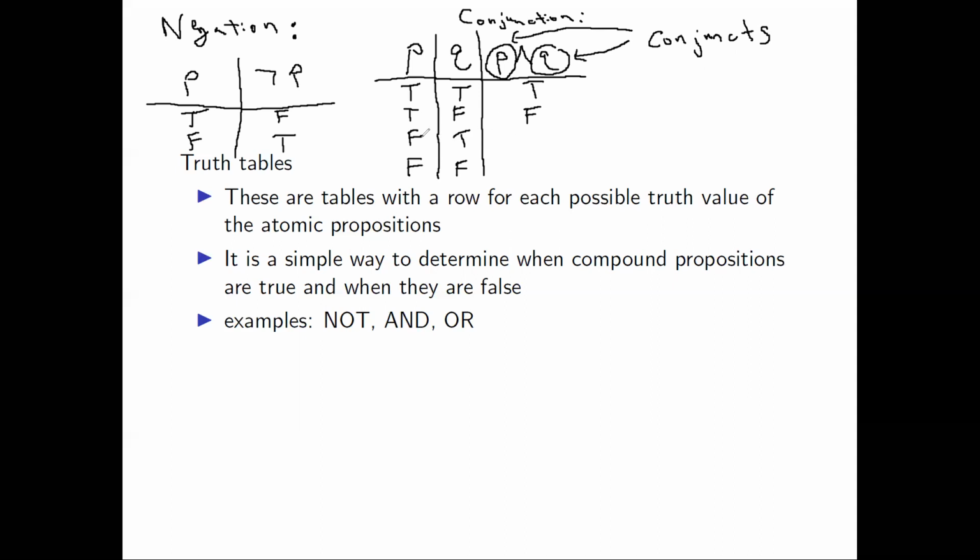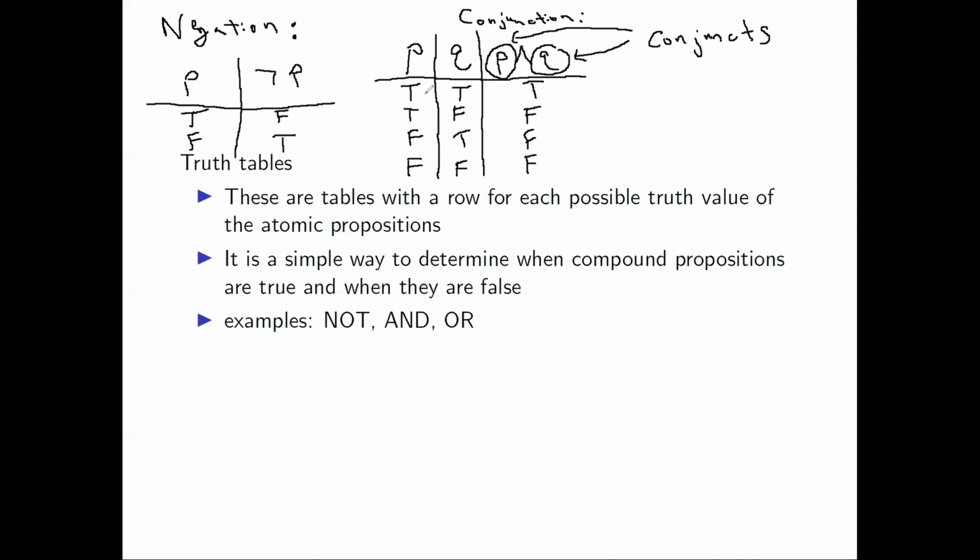So if we have P false here and Q true, we can evaluate the truth value of the conjunction P and Q. That's going to be false again, because for a conjunction to be true, we must have both conjuncts true. Finally, we can look at the last line. When P is false and Q is false, clearly the conjunction there is going to be false. P and Q is false because neither of the conjuncts is true.